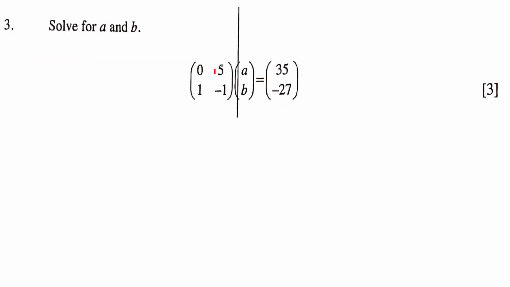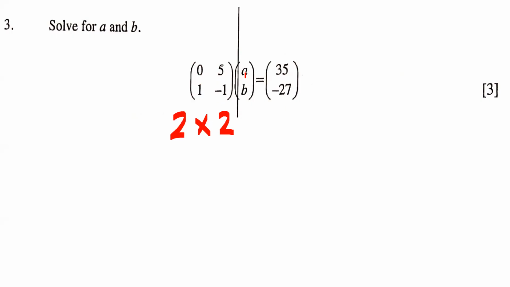Okay, let's move on to question number 3. This is a matrices problem. We have this matrix multiplied by this matrix, and they set that equal to 35, negative 27. And so we have a 2 by 2 matrix multiplied by a 2 by 1. If we look carefully, this matrix here has 2 rows and 2 columns. No, my bad. Its order is 2 by 2. So it has 2 rows, this row, and it has 2 columns, this column and this column. So its order is 2 by 2.